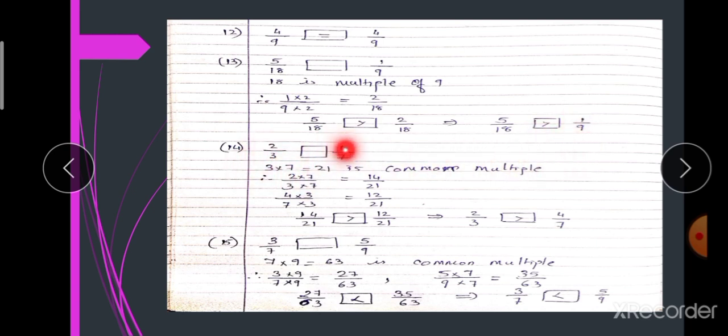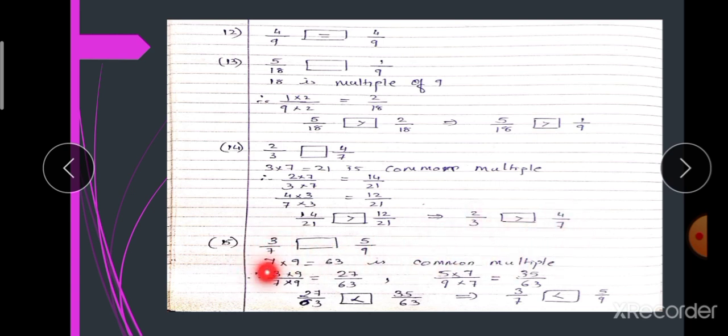2 upon 3 and 4 upon 7. This is a completely unlike fraction. Neither the numerators are the same nor the denominators. Therefore, 3 into 7 we have 21. 21 is a common multiple. Multiply the first fraction 2 upon 3 by 7 in the numerator and the denominator. Therefore we get 14 upon 21. The second fraction 4 upon 7, multiplying this by 3 in the numerator and denominator, we get 12 upon 21. So 14 upon 21 and 12 upon 21, if we compare the numerators, 14 is greater than 12, and therefore 2 upon 3 is greater than 4 upon 7.